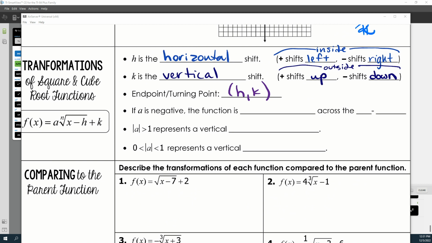All right, so the number in the front can do two different things. If that number in the front, which is a, is negative, then it's going to be a reflection over the x-axis. So it'll take it and just flip it upside down. Right? And then if we look at that number and ignore the negative, if it's a number greater than 1, it's going to be a vertical stretch. And if it's a number between 0 and 1, it's going to be a vertical compression or shrink.